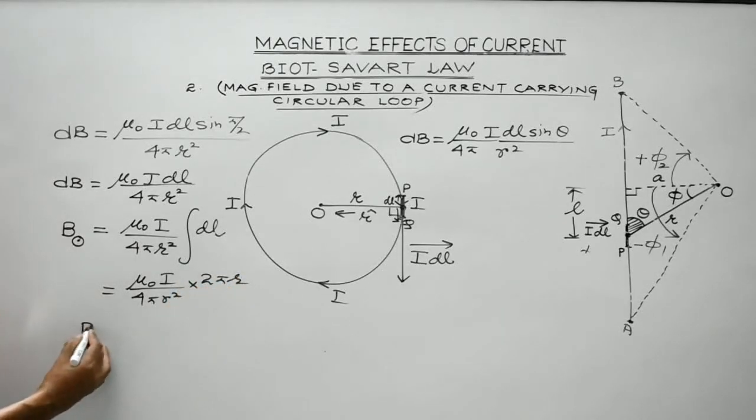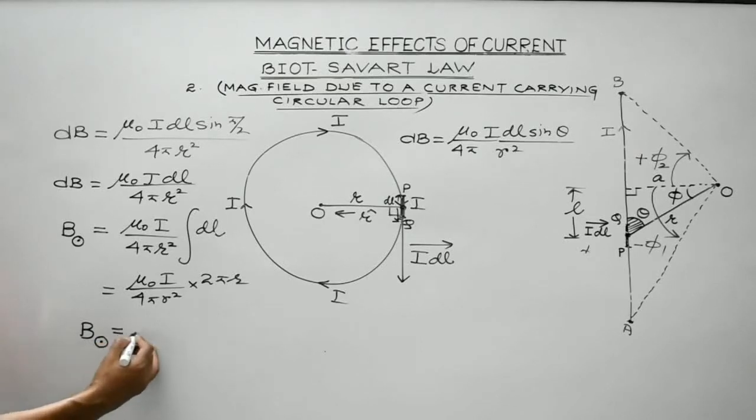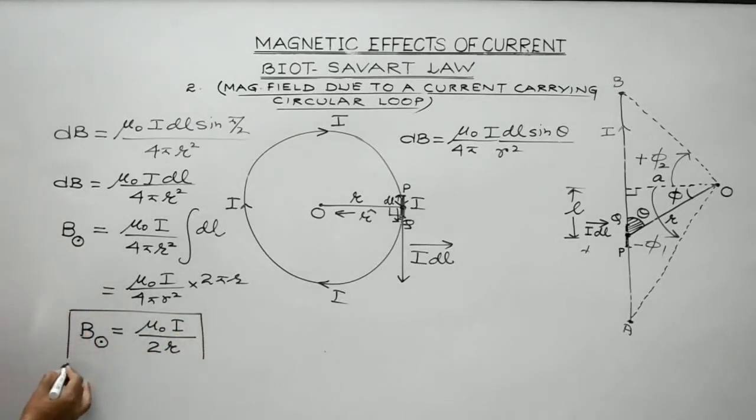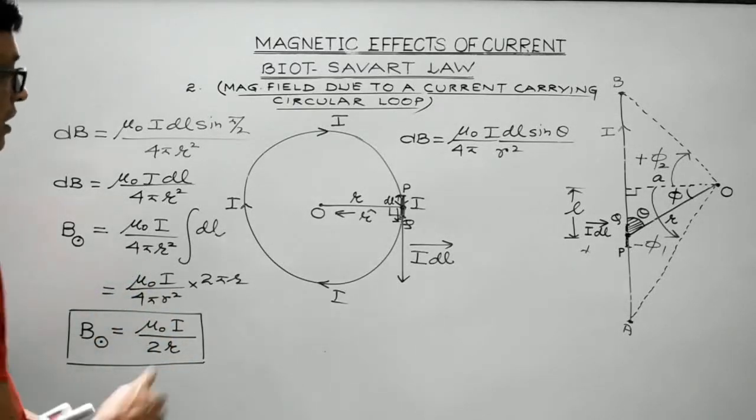So the magnetic field at the center of a current carrying loop is given by mu naught I divided by 2r. This is the formula for the magnetic field at the center of a current carrying loop, right? This gives the magnitude. Now what about the direction, students?